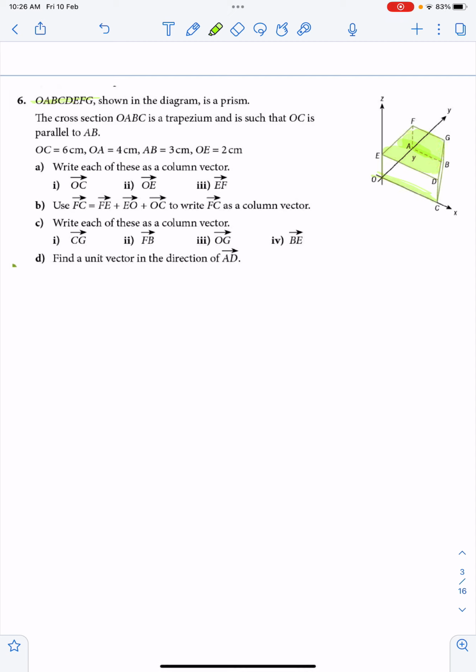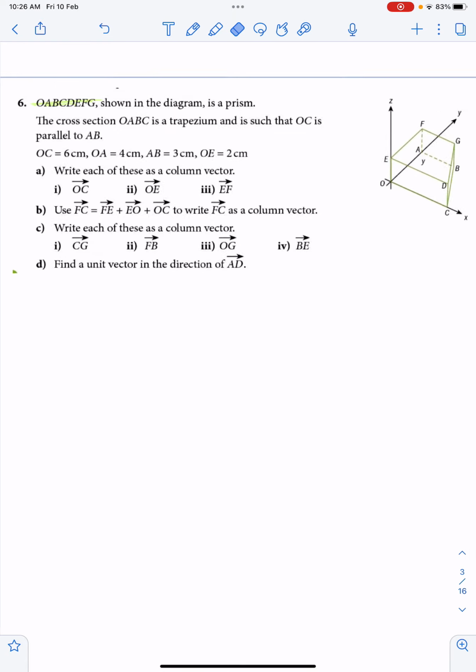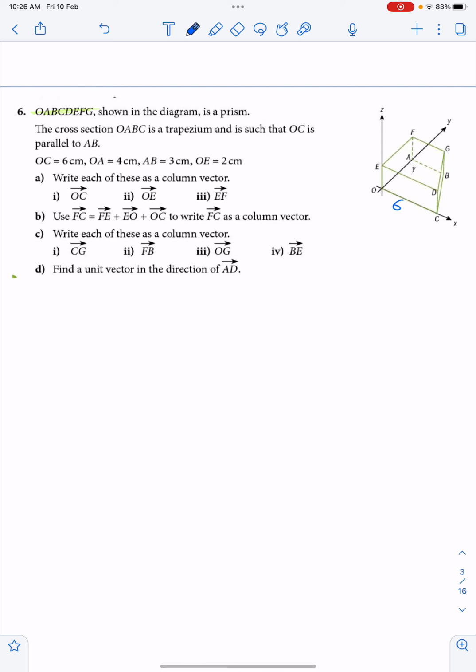So they're saying OC is 6 centimeters. I'm just writing it down. OA is 4 centimeters. AB is 3 centimeters. And OE is 2 centimeters. So these are the measurements which they have already given us.